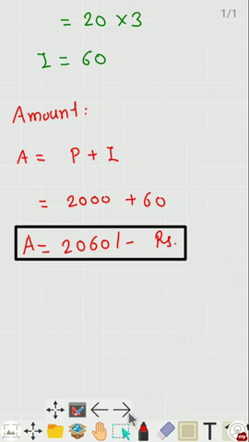So today we discussed some useful terms in this unit. There are two types of interest: first is simple interest and the second is compound interest. We discussed a formula to calculate simple interest and solved one example on simple interest.